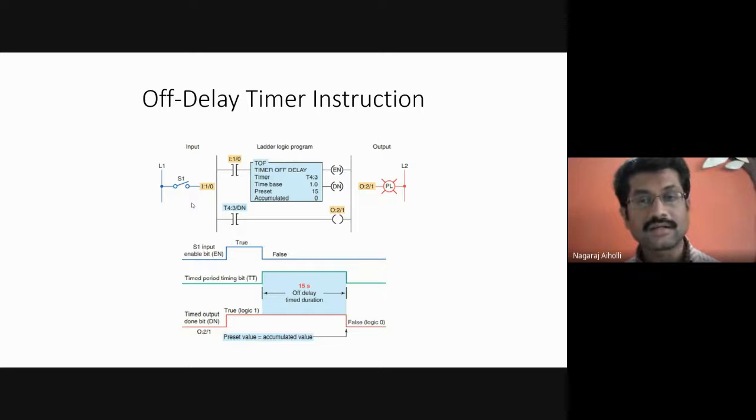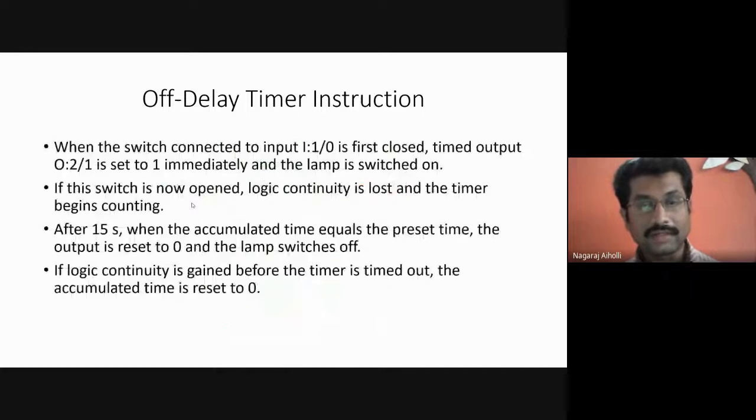What will happen to the timer? The timer is timed out. That accumulated time is reset to 0. If logic continuity is gained before the off timer is timed out, that accumulated time is reset to 0. It will become 0 again. If the continuity is re-established, it is maintained by turning on the switch, closing the switch.